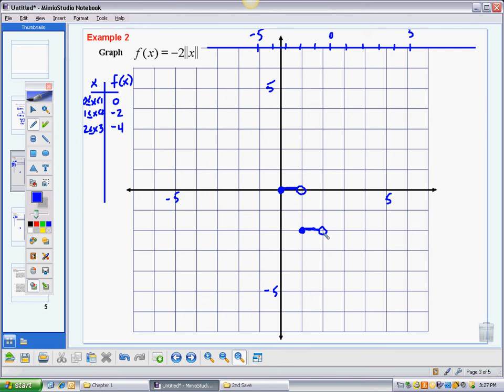It doesn't include 2, because at 2, the output drops down to negative 4. That includes that, and then moves all the way over up until x is 3. And we can kind of predict a pattern. We could just continue with this pattern if we wanted to. And I could even go the other way.